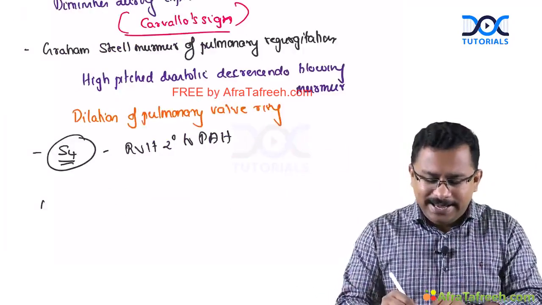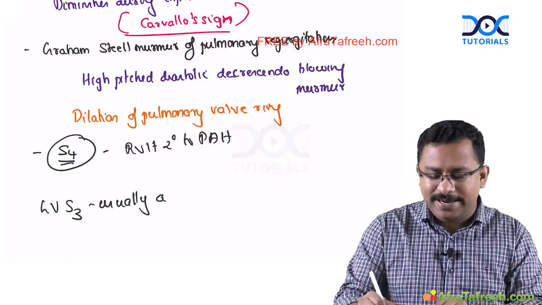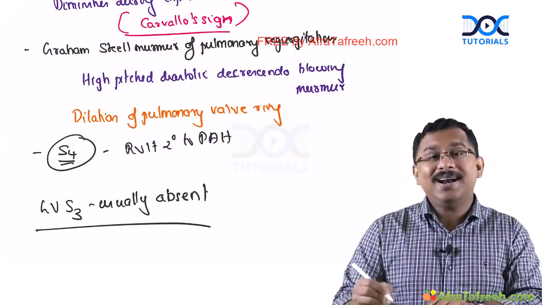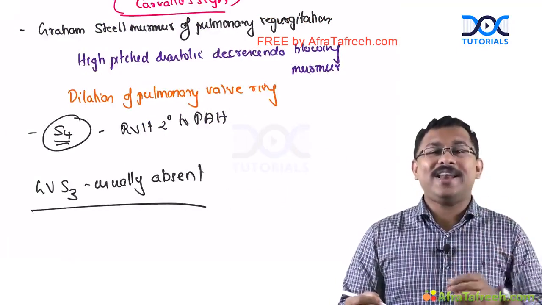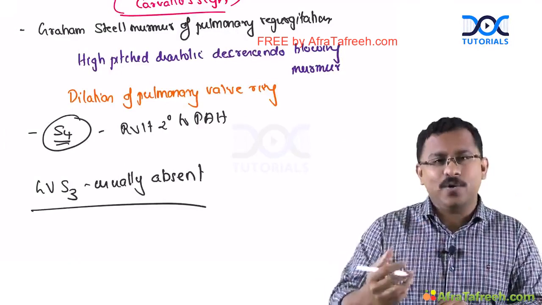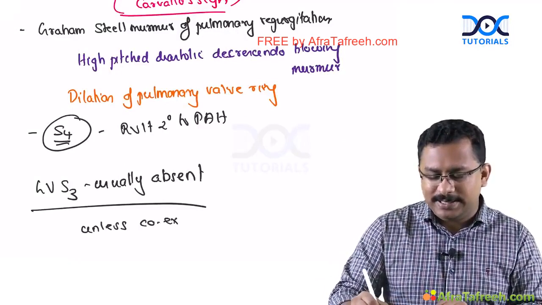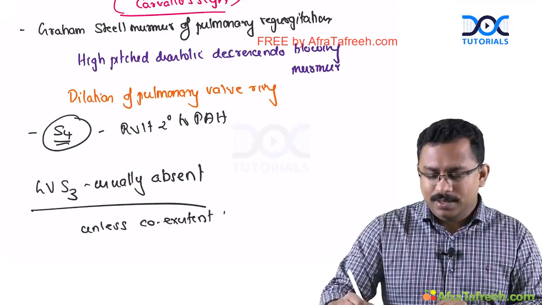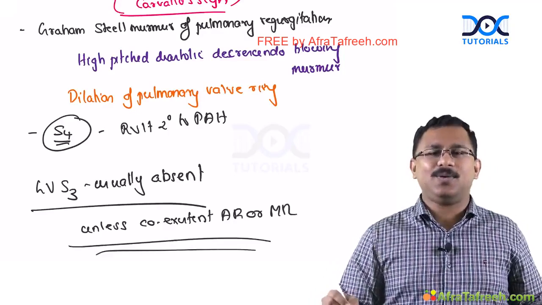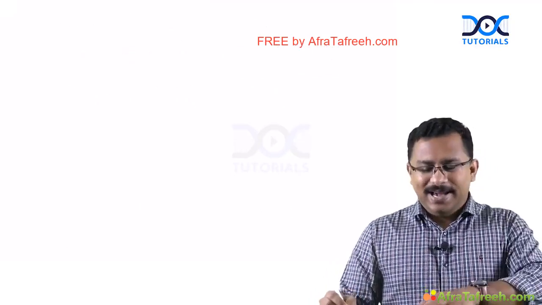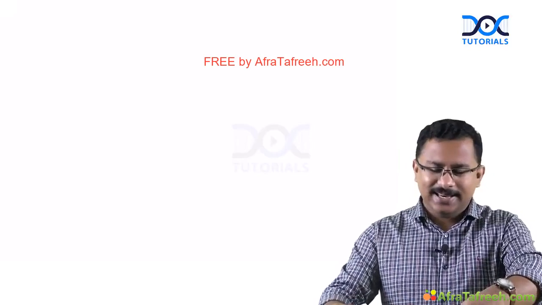So LV S3 is usually absent in mitral stenosis, unless you have a coexistent significant mitral regurgitation or aortic regurgitation. That's also clear. And these are the important auscultatory findings we have discussed in detail.